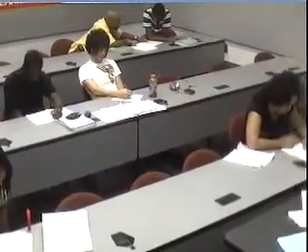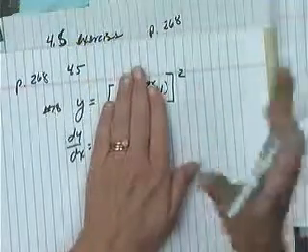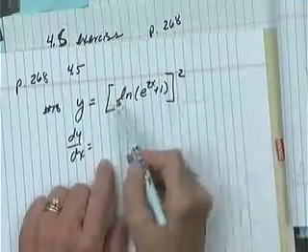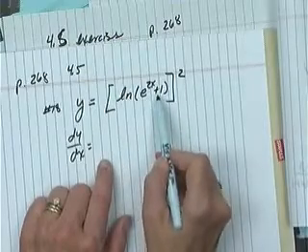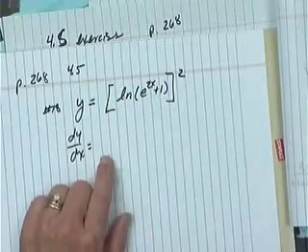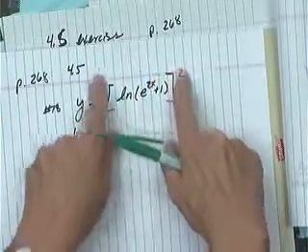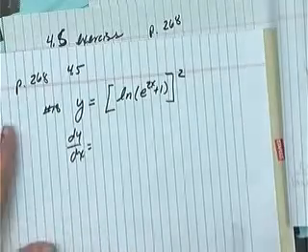Alrighty, what rule are you starting out with? General power, because you have a quantity raised to a power. Everybody see that? Why did I not just write this as 2 natural log of e to the 2x plus 1? It's not just that argument raised to the second power, but the whole thing raised to the second. Everybody got that? You didn't get tricked?